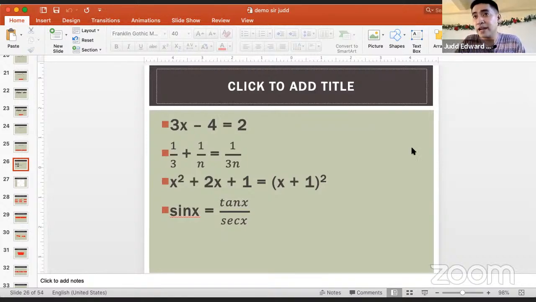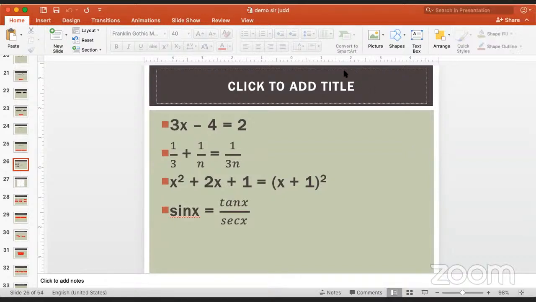Miss Isip, what is your answer for 3x minus 4 is equal to 2? Is this an identity or conditional equation? Sir, identity po.